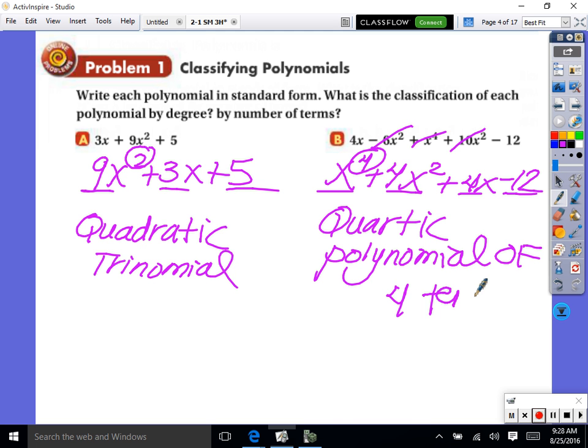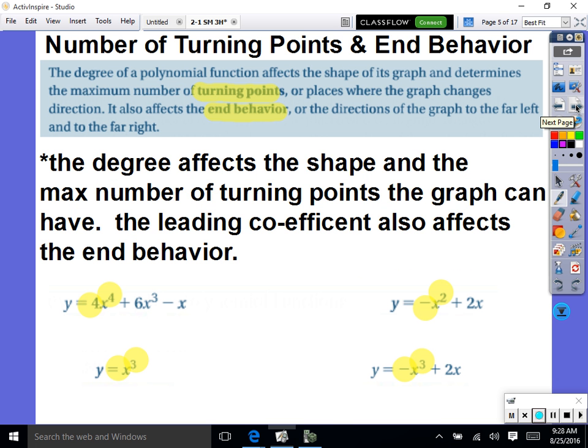Did you guys see how to classify a polynomial? Okay, let's just get to the good stuff then. All right, so now we're going to talk about end behavior and turning points of many different functions. So this is also on the front of your packet, if you'll notice, but you might want to take some side notes if you need.